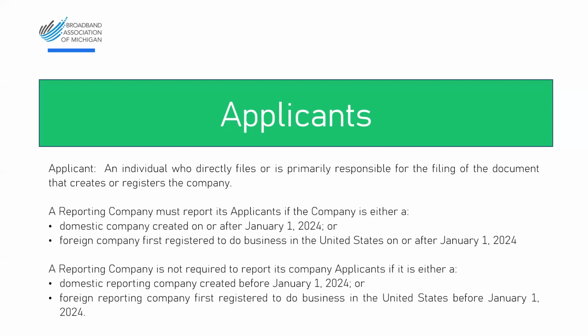Briefly, applicants. I mentioned earlier that a reporting company, in addition to providing information about its beneficial owners, also has to provide information on its applicants. An applicant is nothing more than the individual who directly filed or is primarily responsible for filing the document that created the company in the first place. Not all reporting companies are required to report information on their company applicants. A reporting company does have to report on its applicants if it is either a domestic company that was created after January 1st of this year, or if it was a foreign company that was registered to do business after January 1st of this year.